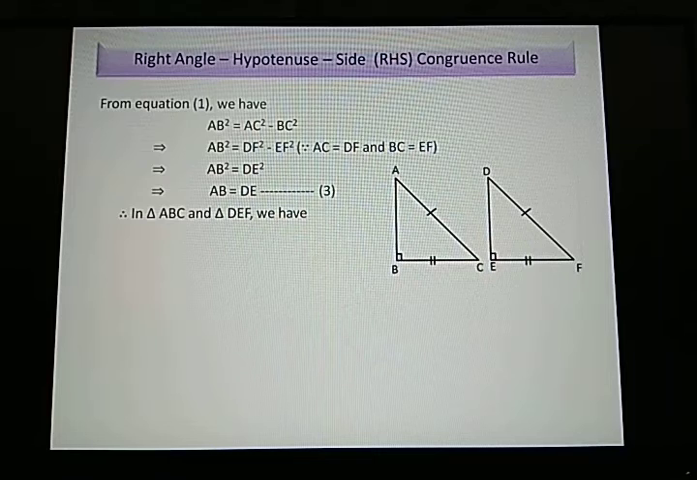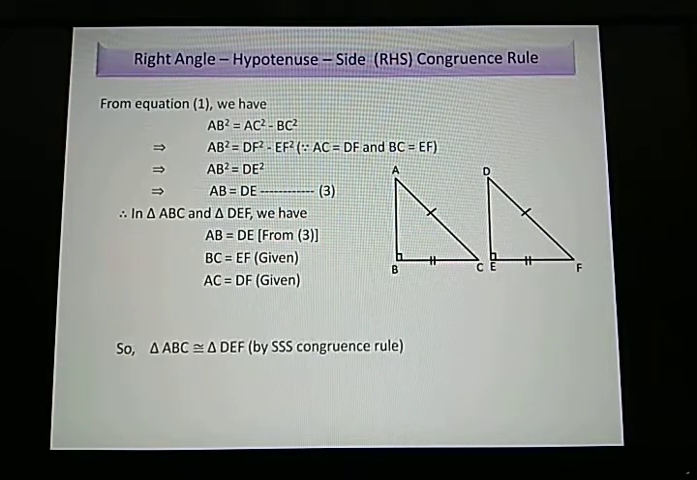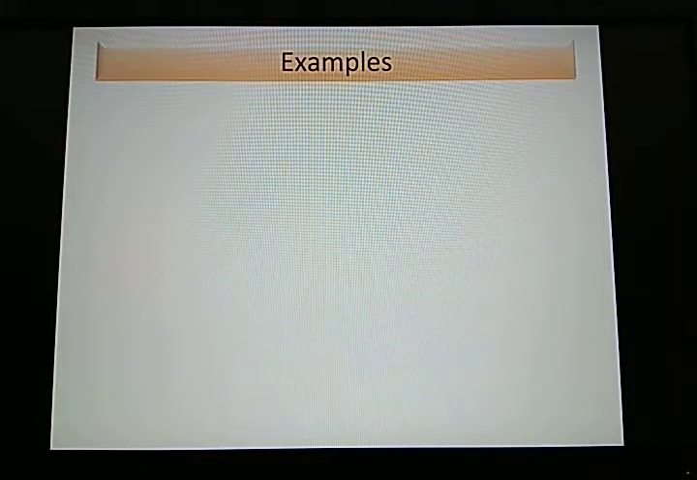Now in triangle ABC and triangle DEF, we got all the sides equal. So AB equals DE, which we just got. Then BC equals EF, already given to us. And AC equals DF, this is also given to us. So by the side congruence rule, we can say that triangle ABC is congruent to triangle DEF. So in this way, we can prove the right angle hypotenuse side, or the RHS congruence rule. Clear? Now let us see some examples where we can apply these congruence rules.